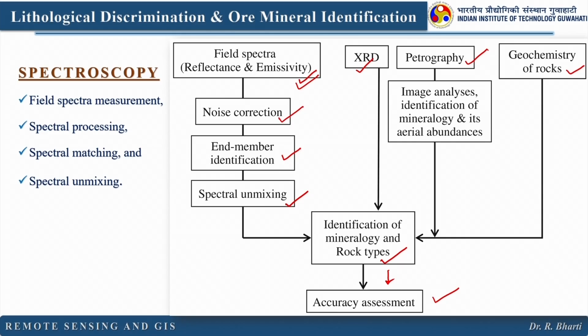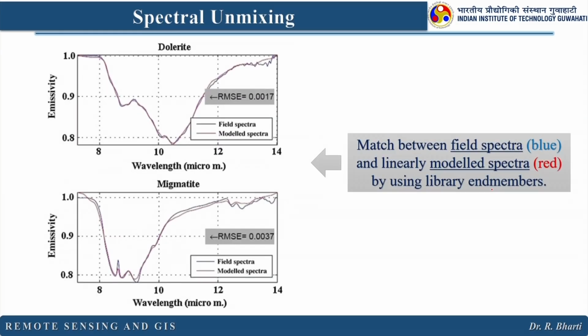Now, after this, the most important part of this work is spectral unmixing. Here you can see the match between field spectra and the modeled spectra. You can just see how well they are matching with each other. All the major troughs were matched. That is why the RMSE is in the order of 0.0017, and here it is 0.0037. It says that the model spectra is matching well with your field spectra or lab spectra.